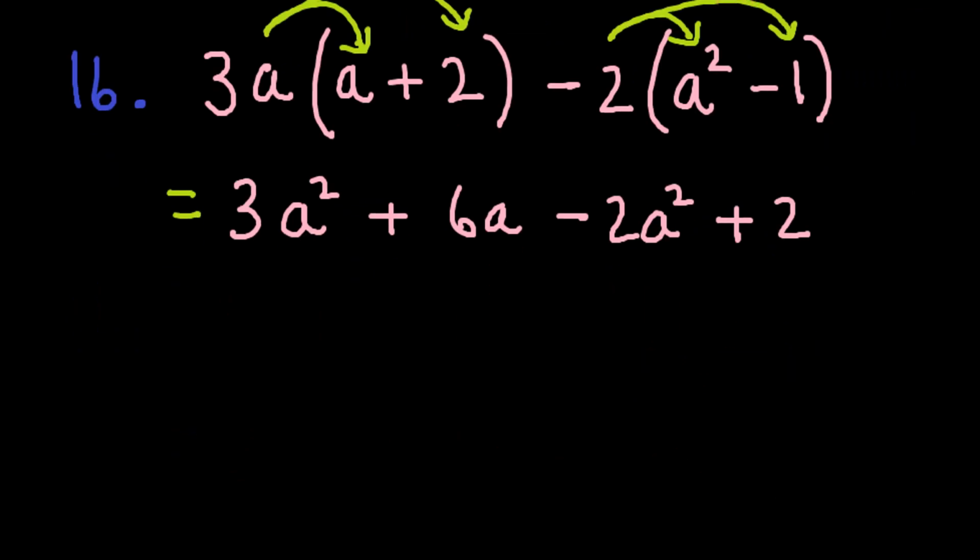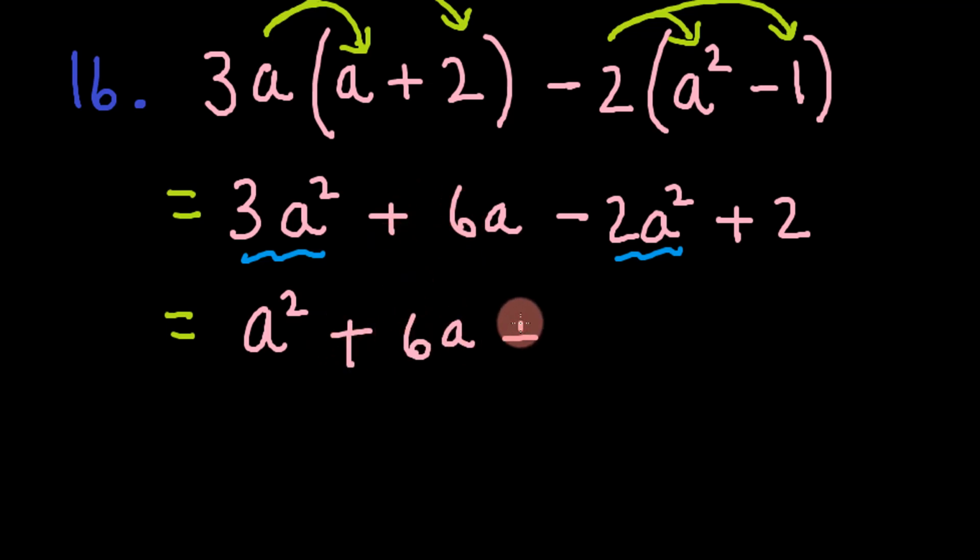We add the like terms. So we know that 3a squared and 2a squared are like terms. So 3a squared minus 2a squared is a squared. And then we have plus 6a plus 2.